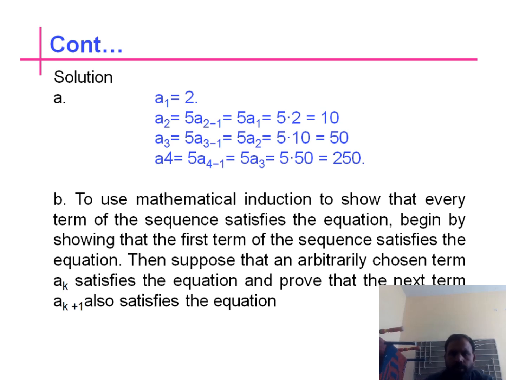If we discuss the solution of this, a1 is equal to 2, a2 is equal to 5 times a1, so this will become 10, a3 is equal to 5 times a2, this will become 50, and a4 is 5 times a3, so this will become 250. To use mathematical induction to show that every term of the sequence satisfies the equation, begin by showing that the first term of the sequence satisfies the equation, then suppose that an arbitrarily chosen term ak satisfies the equation, and prove the next term ak plus 1 also satisfies the equation.